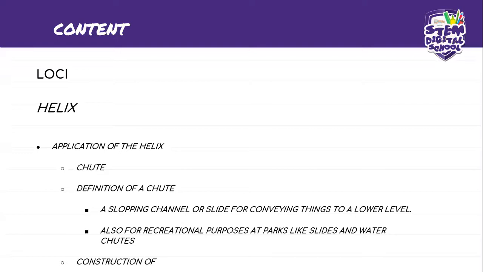Right, by definition, a chute is referred to as a sloping channel or a slide for conveying things to a lower level. Also, for recreational purposes, you'll find at parks such things as slides and water chutes. Those are specific applications of the helix, but with regards to specific uses.